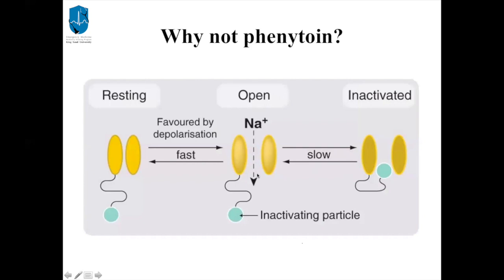So when you have an epileptic focus, a lot of the sodium channels get activated and open, and then go into an inactive state. Phenytoin acts here and causes this inactive state to stay forever. It's like a refractory period in the heart. So it's a refractory period in the neurons, and that's how it aborts the seizure activity.